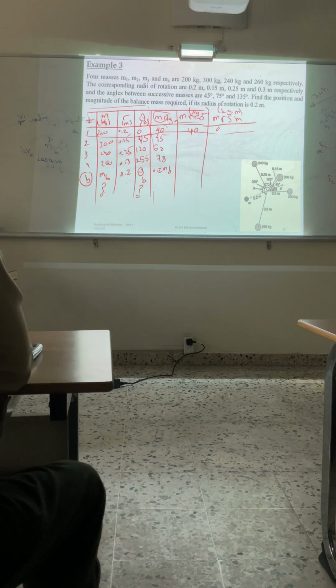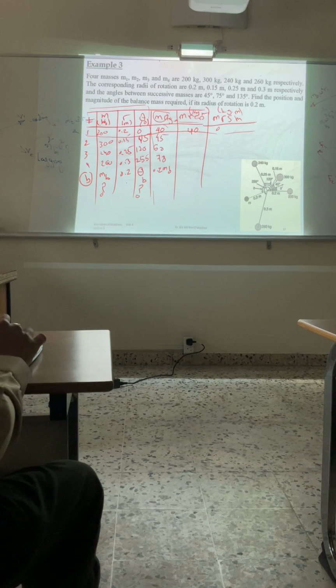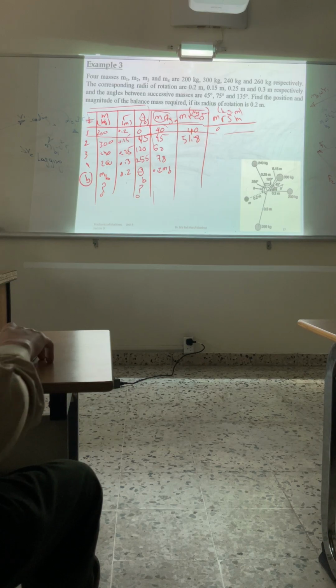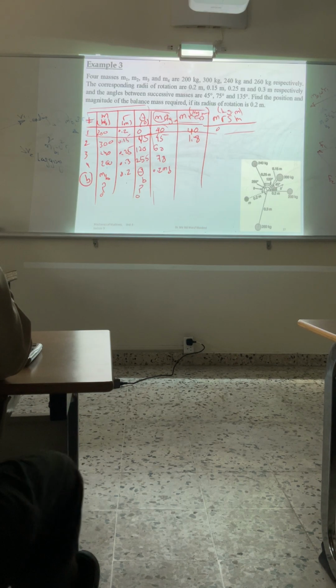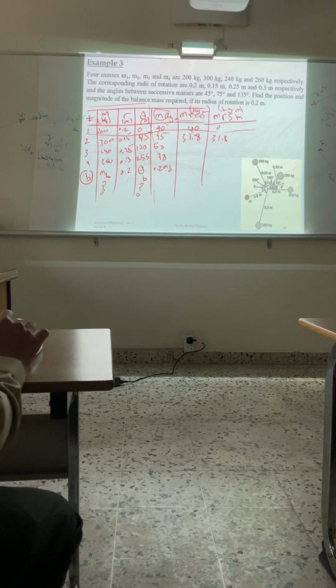I'm sorry, I have to go back. Okay, now give me this one: 45 times cosine 45, divided by square root of 2. How much, guys? 31.8. Okay, this is the same, 31.8. Correct, guys? Both cosine 45 and sine 45 are the same.